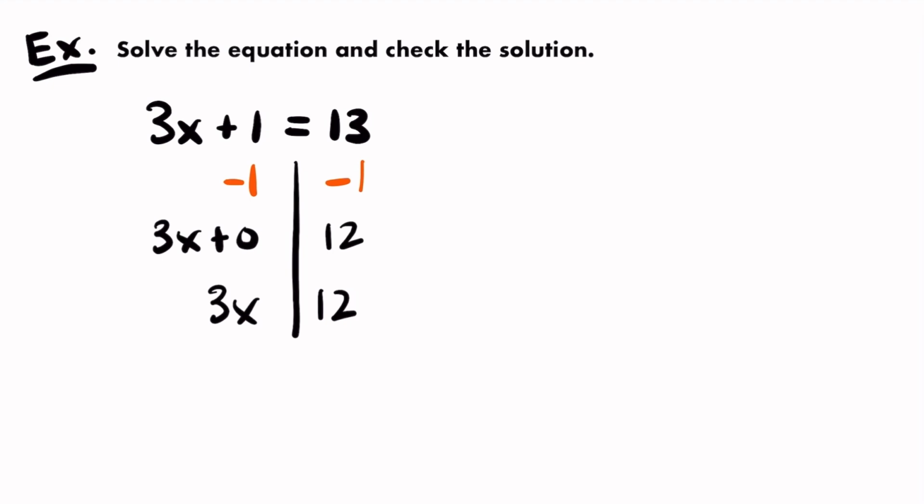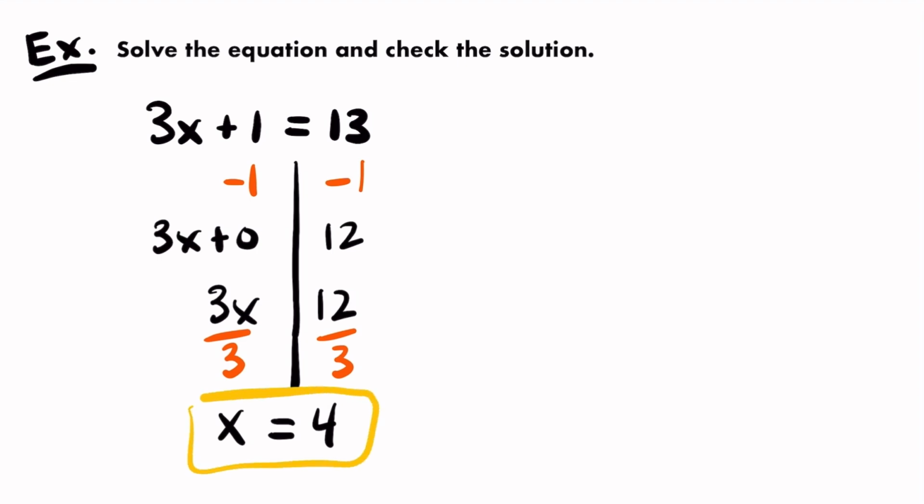In order to finish solving for x, we need to get rid of the coefficient, or the number in front of it, in this case 3. To get rid of that coefficient, we can divide both sides by 3, and 3 divided by 3 is 1, so you would get 1 times x, which is just x. So we have x equals 12 divided by 3, which is 4. And so x equals 4 is the solution that we found for this equation.